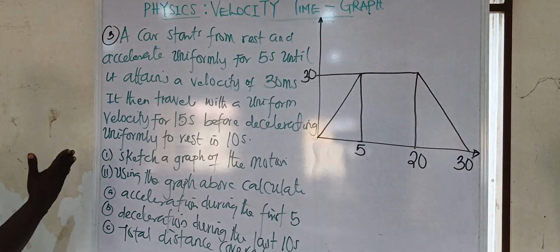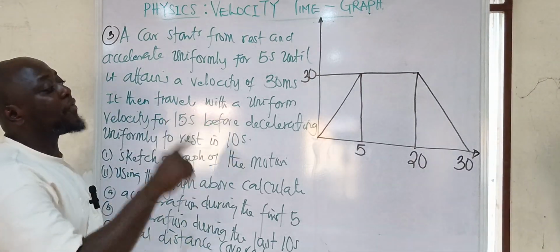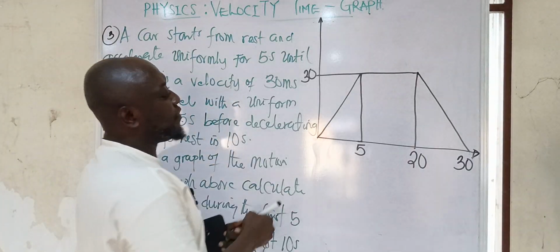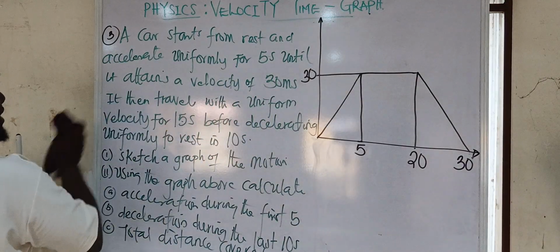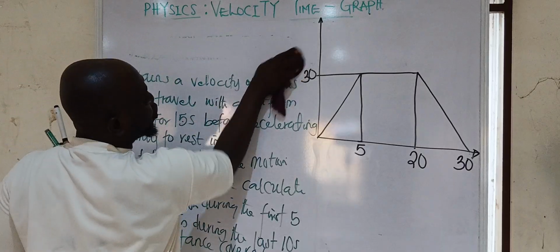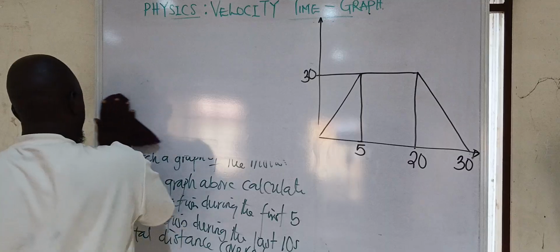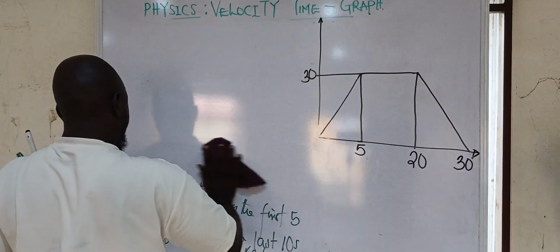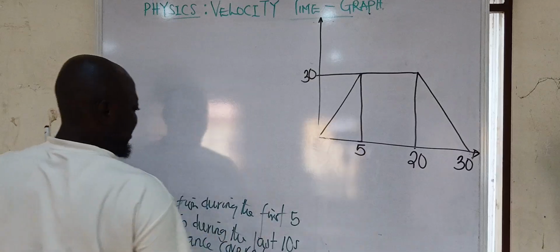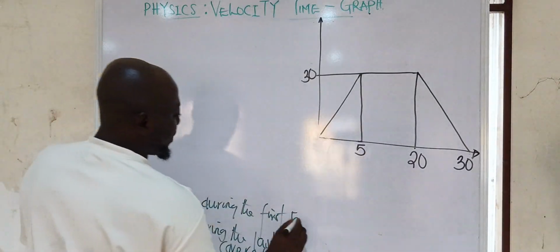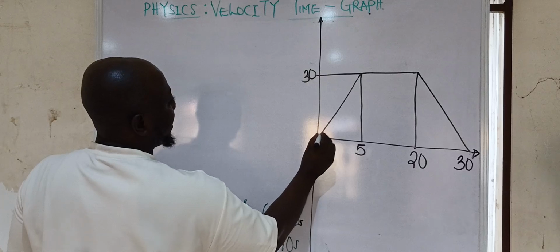Next up, they said, using the graph above, calculate the acceleration of the 5 seconds. So let me remove some of these writings here that will enable us to get a clearer explanation of what we are doing. Calculate acceleration during the first 5 seconds. So that's what we want to calculate, during the first 5 seconds.